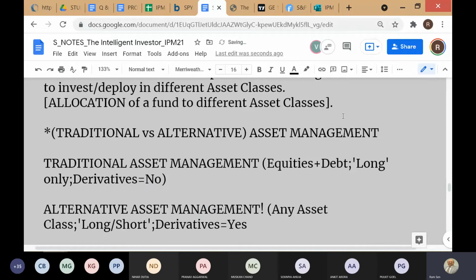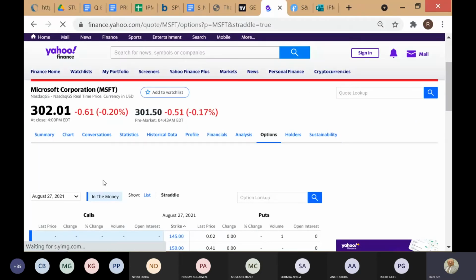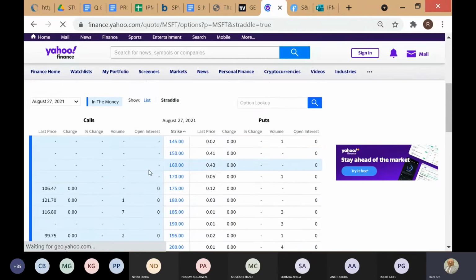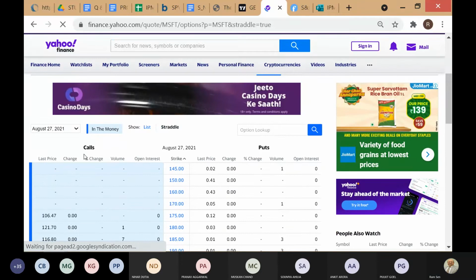So the simplest example of derivatives is options. If I look at the options display, let's say for instance, if you look at Yahoo Finance as an example, we look at Microsoft. You will get an option here for options. Now here I've gone for a straddle view. Straddle view means that you have calls and puts displayed like this instead of just going for calls.